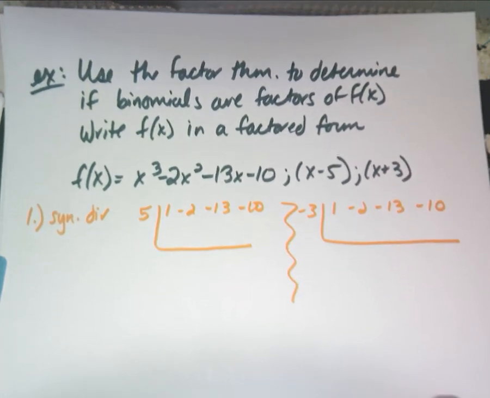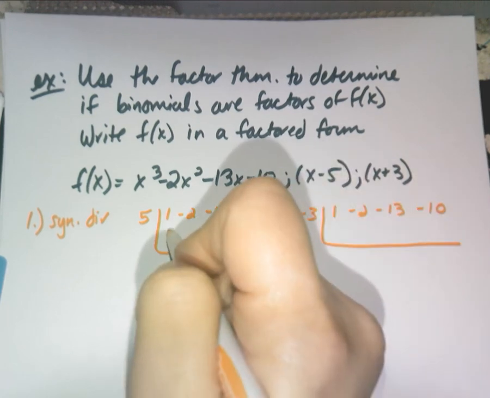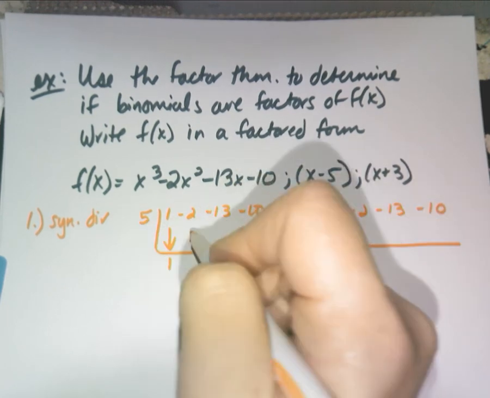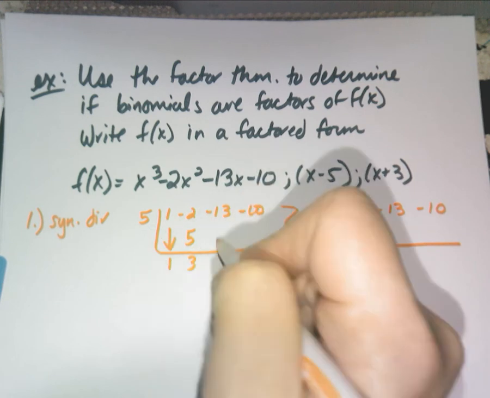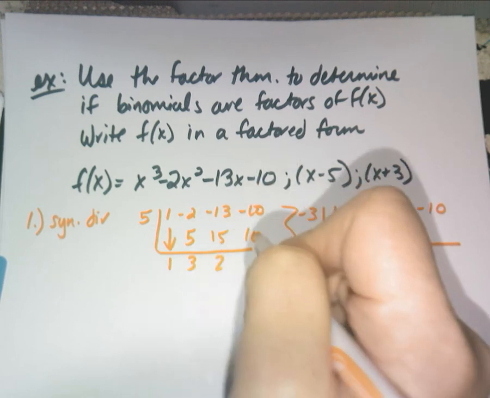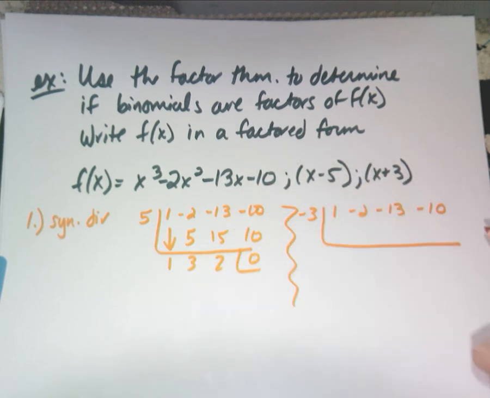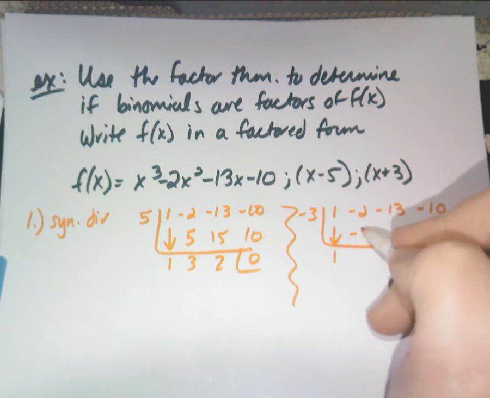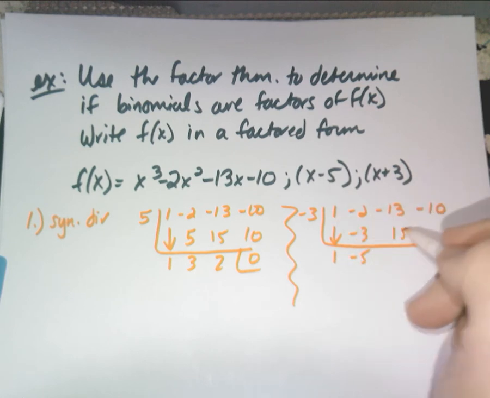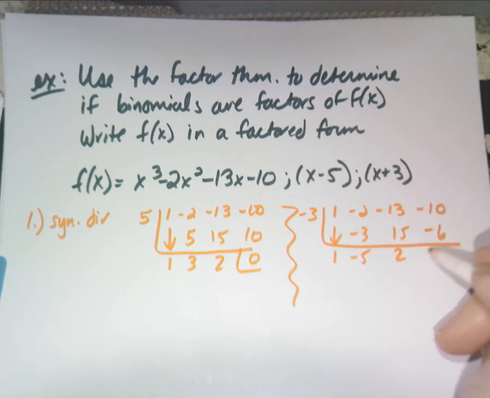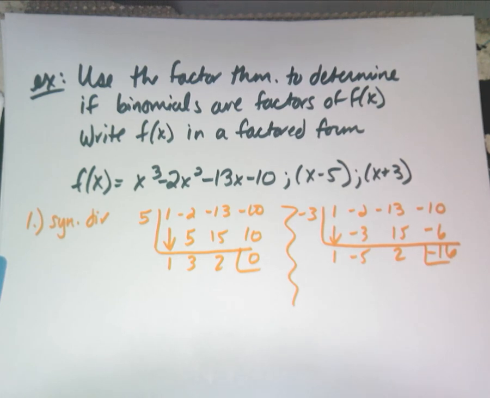And I'm going to get to doing synthetic division that I love. Drop down your 1, multiply, add, multiply, add. I'm very quick at this. You should be too. All right, here's what I got: 1, 3, 2, 0, and 1, -5, 2, -16.